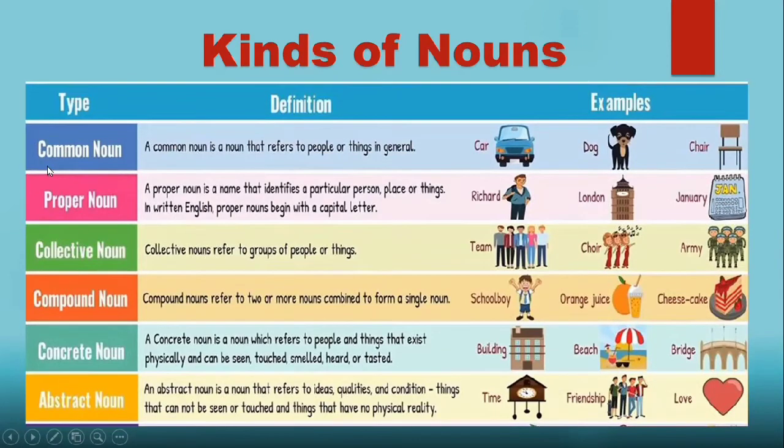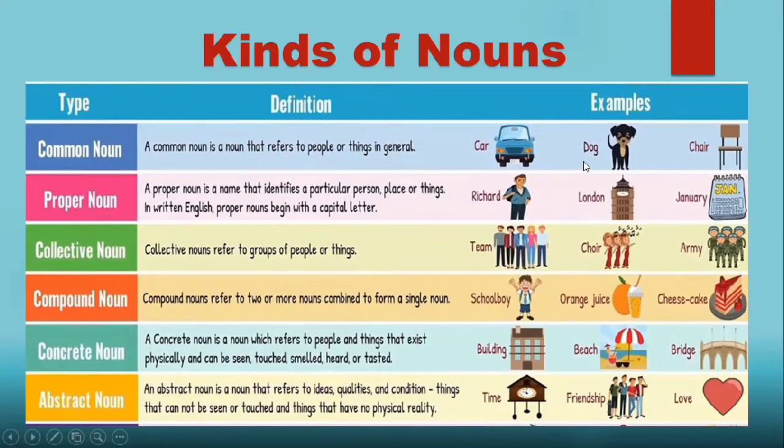So the first one, common noun. Now common, as its name suggests, must be something common, right? A common noun is a noun that refers to people or things in general. Car, dog, chair. Now, if I say the car was speeding, I'm not talking about any particular car. I'm just talking about a car. So a car is a common noun.